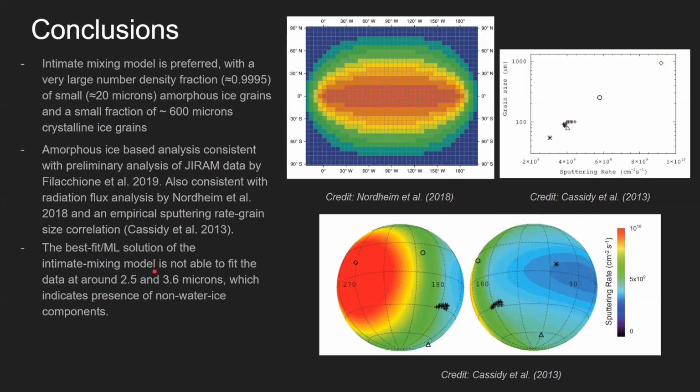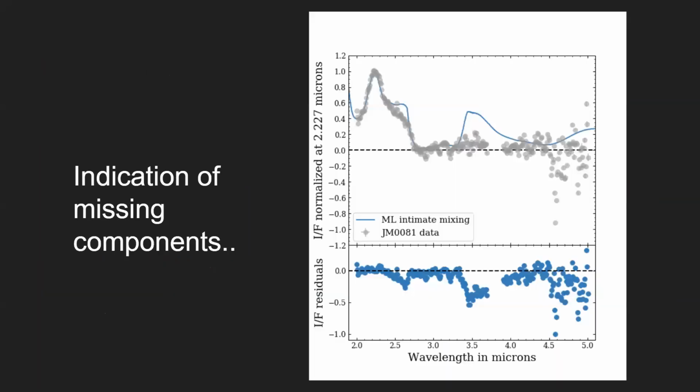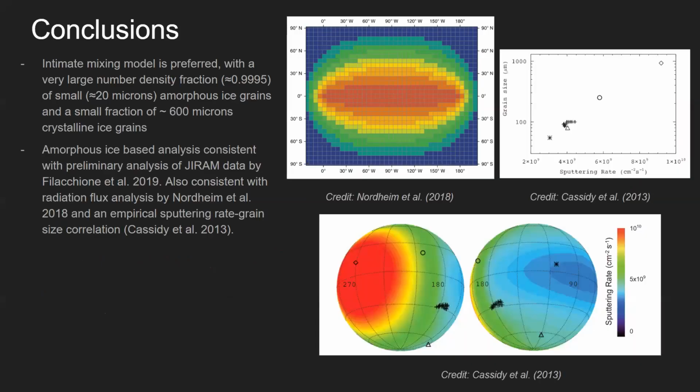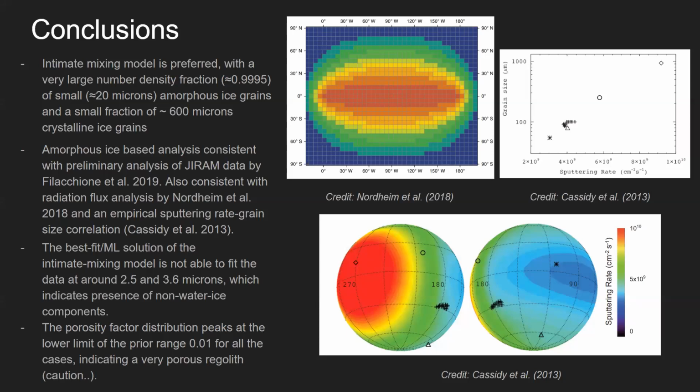Moving on, another important conclusion of our result is that the best fitting model is not able to fit the data at certain wavelength regions, like I showed in the previous slide. This might indicate the presence of other materials that we have not put into our model. And finally, the porosity of the regolith that we find is very low, so it indicates a very light, fluffy material.